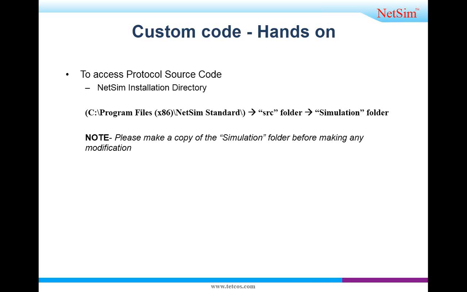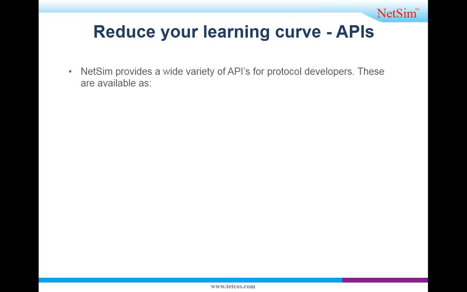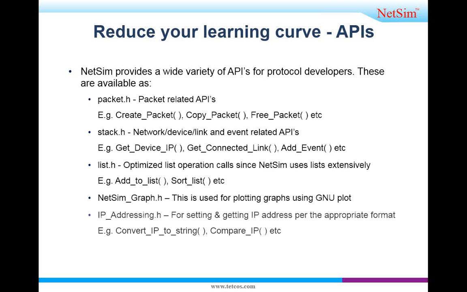So it is available in the C program files NetSim standard folder. Now NetSim provides a variety of APIs for the protocol developers. In order to reduce time and effort of protocol developers, NetSim provides APIs which can be reused to perform activities like packet creation, deletion, IP address comparison, and many more. NetSim also provides a source code help manual in the help section to assist developers while writing or editing their source code. So this is all about the presentation.